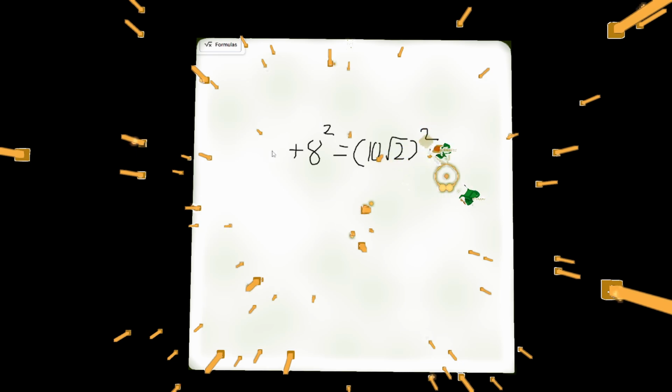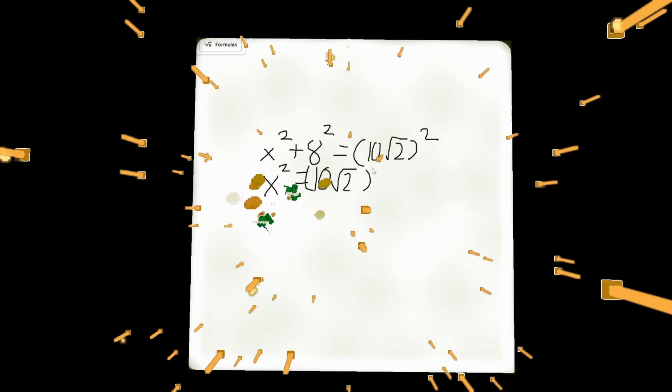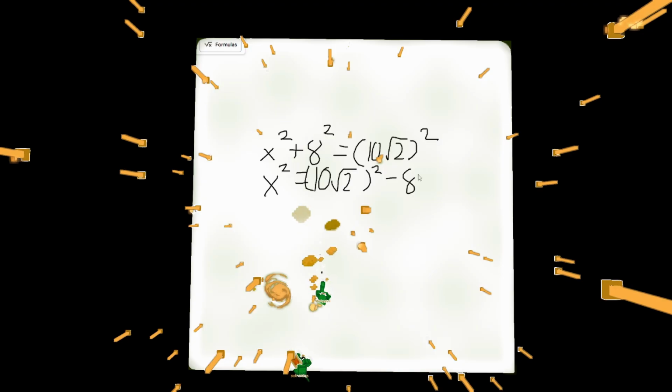So, 10 times the square root of 2. That is our C. Our B shall be 8 squared, and our A shall be X. Then, we simply transpose the 8 to the other side to isolate X, leaving us with 10 times the square root of 2 to the power of 2 minus 8 to the power of 2.